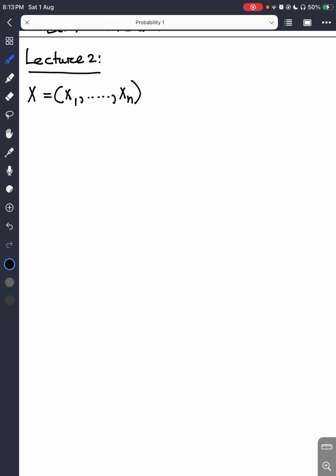That is necessarily, our independent RVs. Then P compose X inverse, this measure is nothing but the product measure. So we can apply Fubini to calculate the expectation. While using Fubini, we need to assume that either they are positive random variables or they are integrable. So we will just use the integrable one.